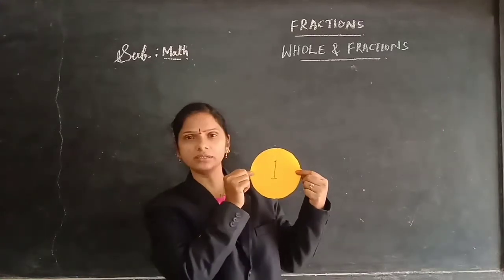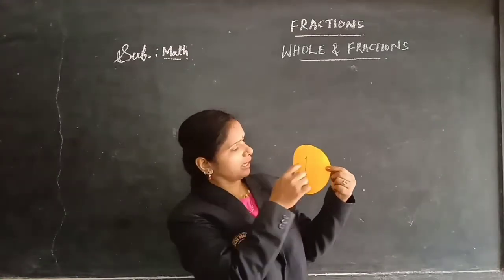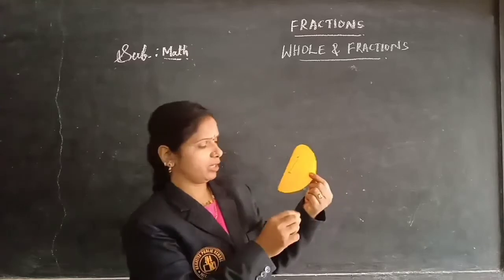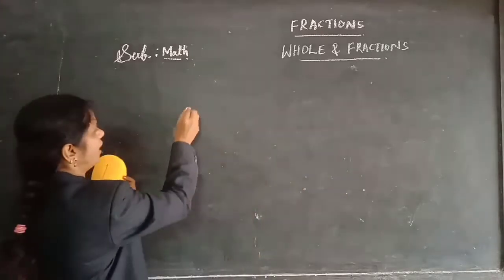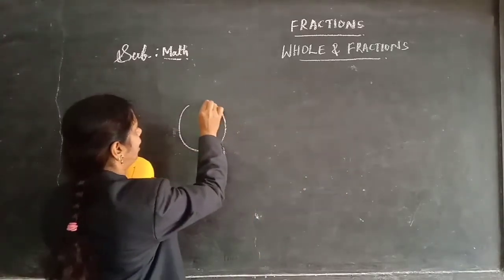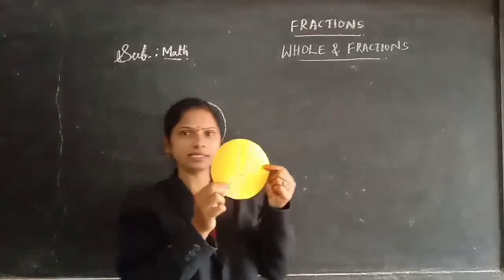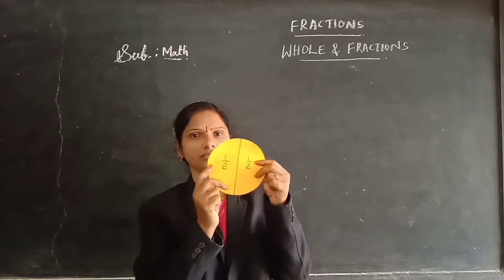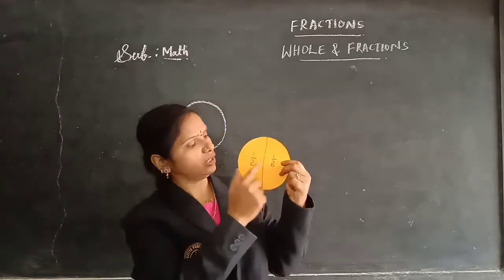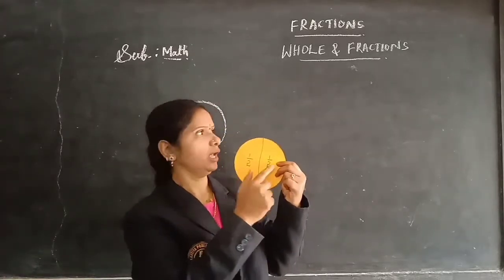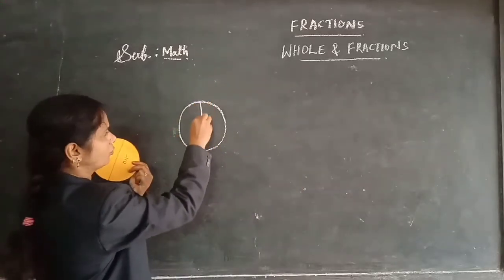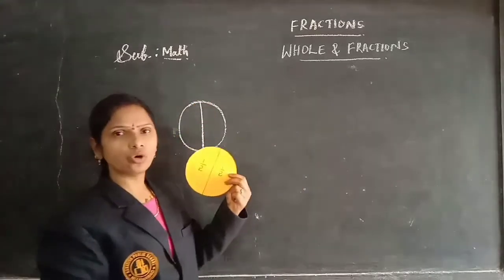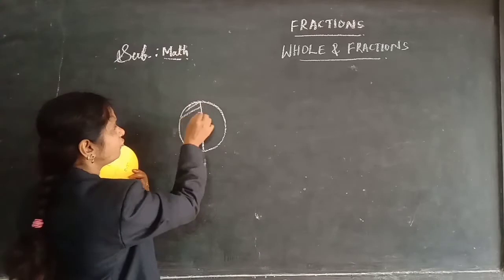This is a whole circle now, children. So here I gave the whole as nothing but 1. Here you see I have drawn the whole, and this same whole, have a look here, I divided into 2. So for one part, what fraction?